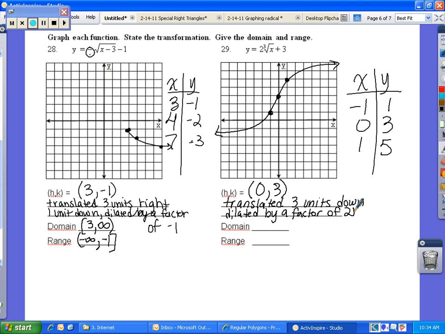Domain, all real numbers. Range, all real numbers. So from negative infinity to infinity, and from negative infinity to infinity. That is because this is a cube root function, and we know that this is going to keep going left, and this is going to keep going right, and then we know this is going to keep increasing, and this is going to keep decreasing. So therefore, your domain and range are both all real numbers.